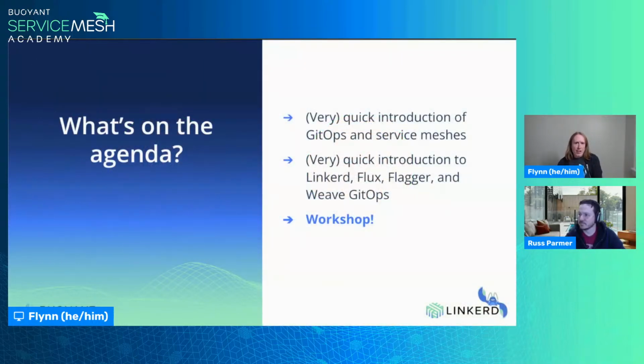Today, we're deliberately trying to do this light on the slides and then have some more time to go in for the demo. So we're going to do a very quick introduction of GitOps and service meshes. We're going to do a quick introduction to Linkerd, Flux, Flagger, and Weave GitOps, and then we're going to dive into the workshop.